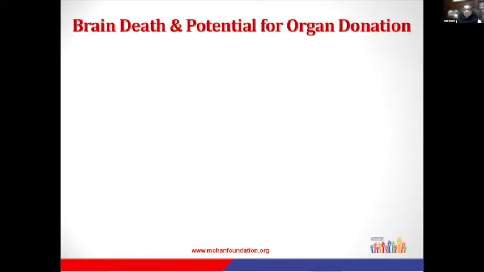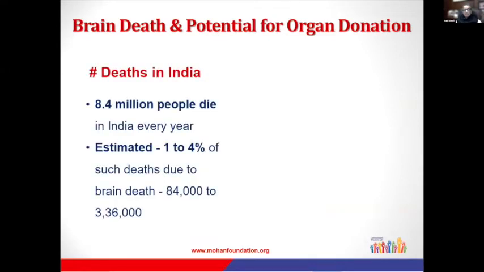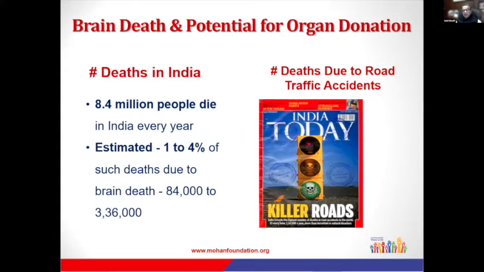Brain death and organ donation: the potential of brain death in India is huge because we have close to 8.4 million people dying every year, of which 1 to 4% are brain death, which, if you convert that, runs into 100,000, almost 300,000 on the upper limit. We also have a huge number of road traffic accidents, unfortunately, and young people dying in road traffic accidents. Because our traffic is chaotic. If you've been to India, you know what I'm talking about.